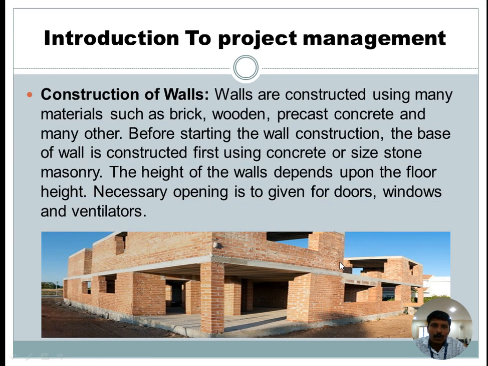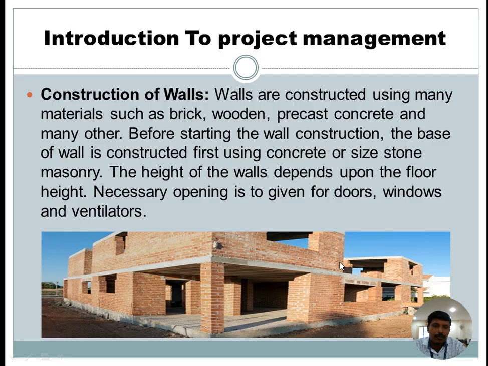Then construction of walls. After completion of the columns, construct the walls. Walls are constructed using many materials such as bricks, wood, precast concrete and many others. Before starting the wall construction, the base of the wall is constructed first using concrete or size stone masonry. The height of the wall depends upon the floor height. Necessary openings are given for doors, windows and ventilators.